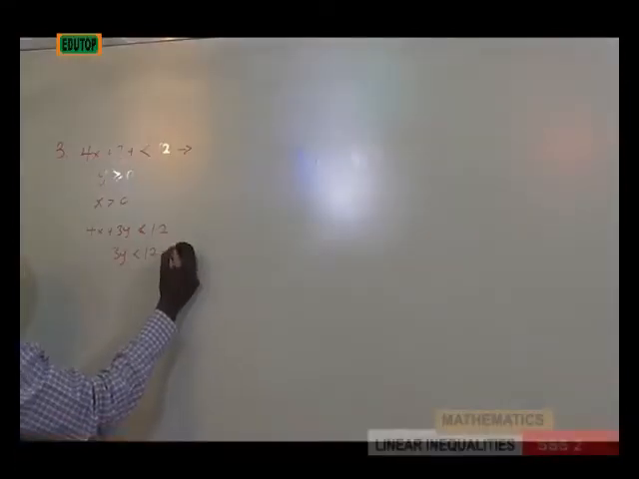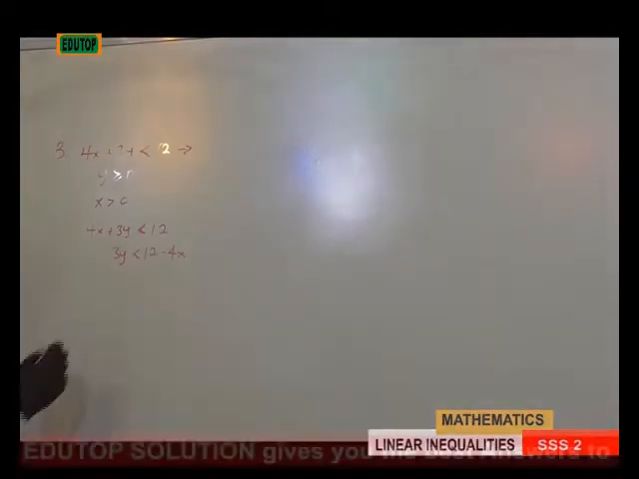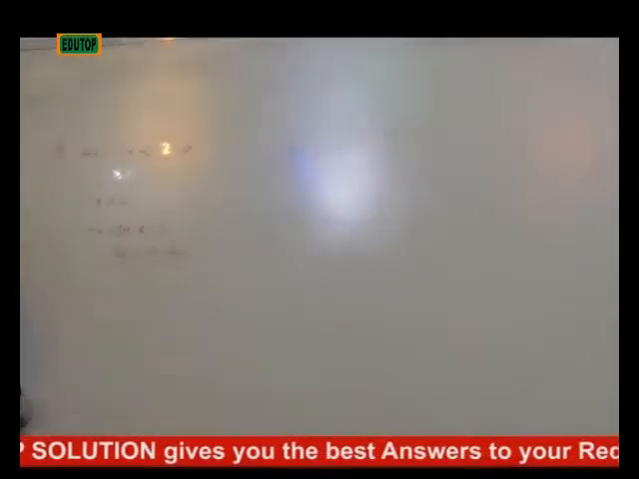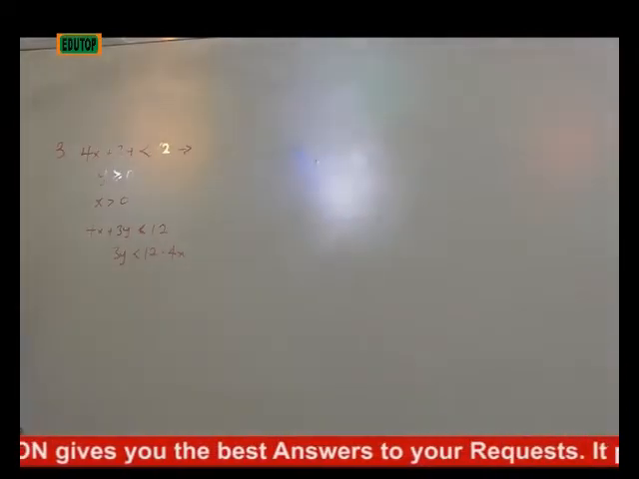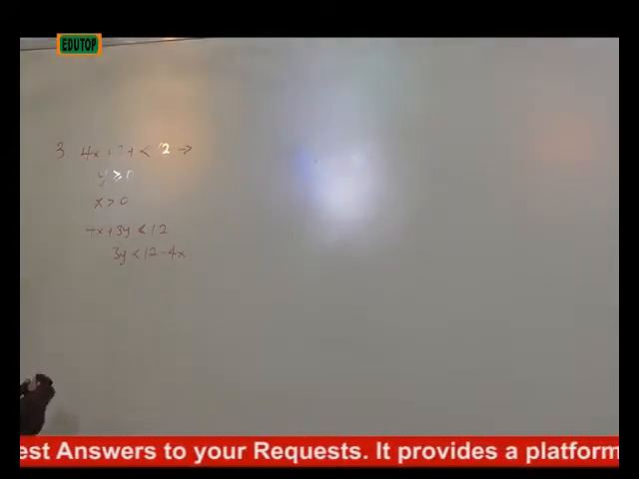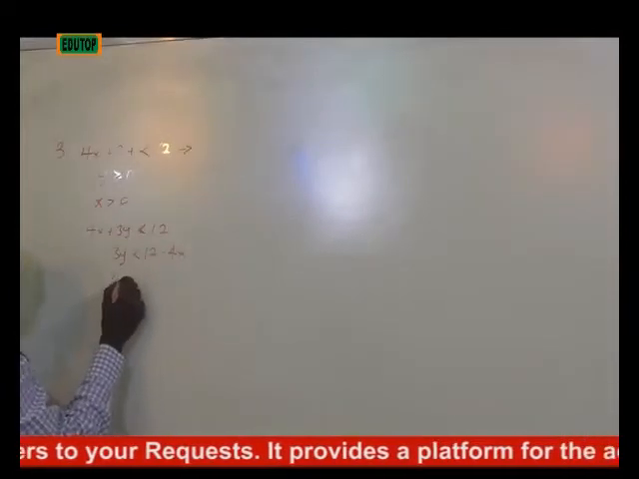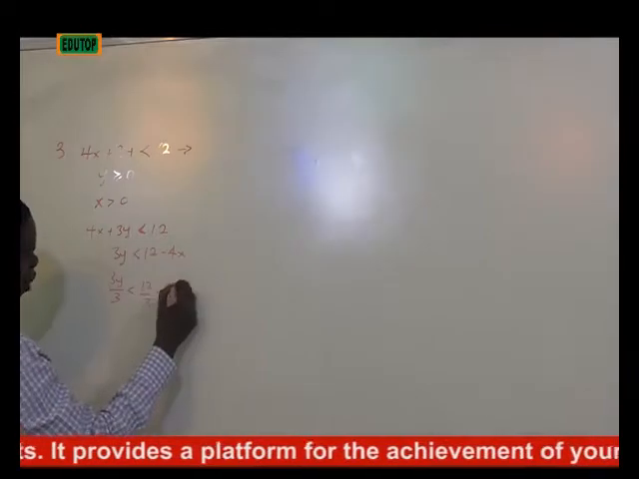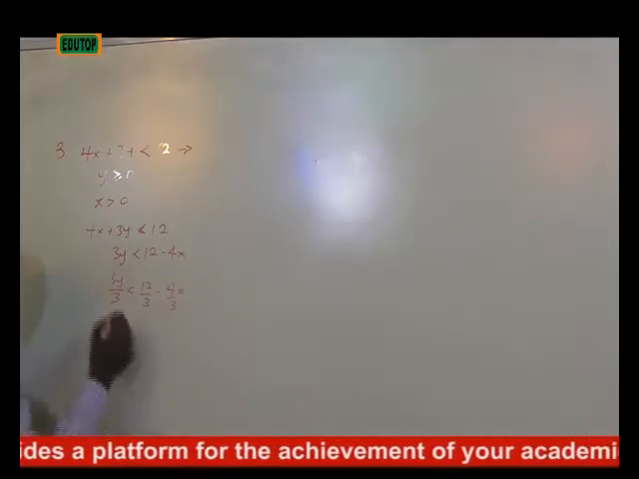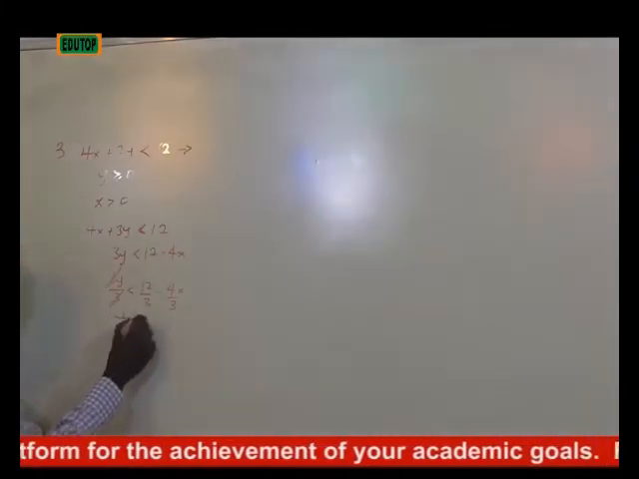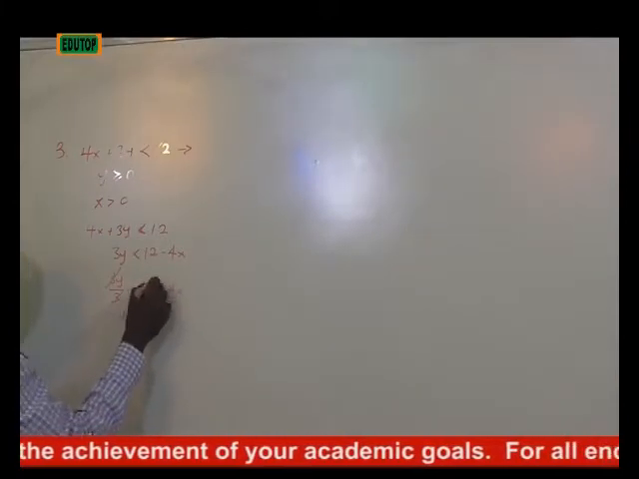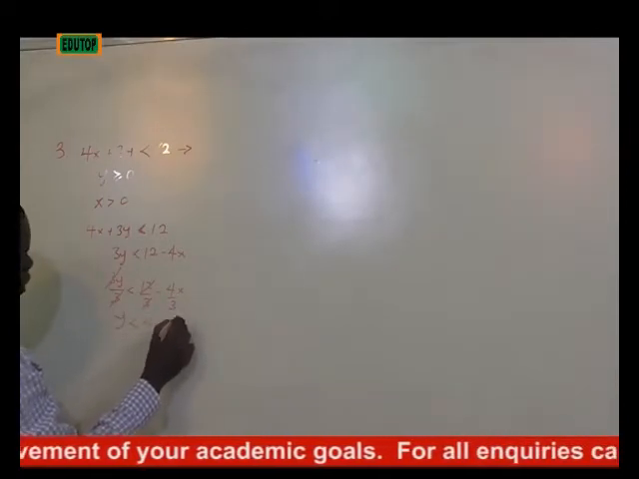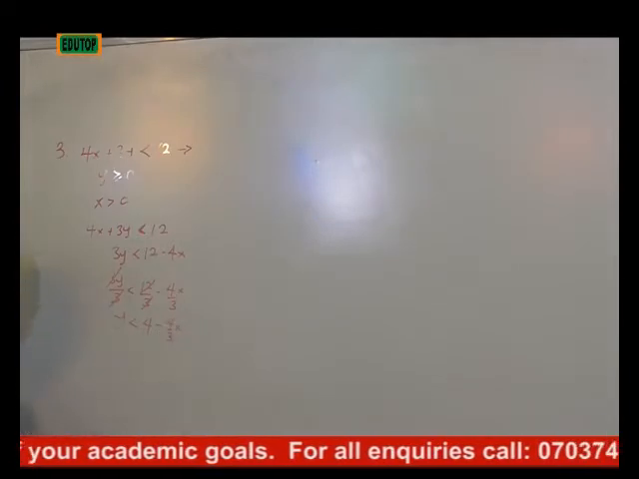12 minus 4x. That is the first thing we have to do. Then the next thing is to divide both sides by 3 so as to make the coefficient of our y equal to 1. So by so doing, 3y divided by 3 less than 12 divided by 3 minus 4x divided by 3. So this cancels this. y is less than 3 into 12, that is 4, minus 4 over 3x.